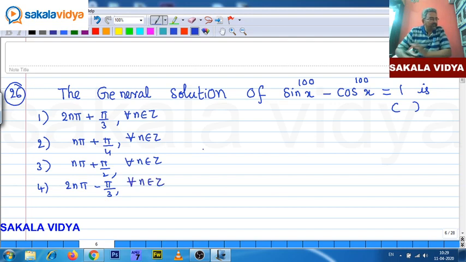This is the question. Ashwar Reddy, option 3. Okay, how is it option 3? Ashwar Reddy, what strategy have you followed?